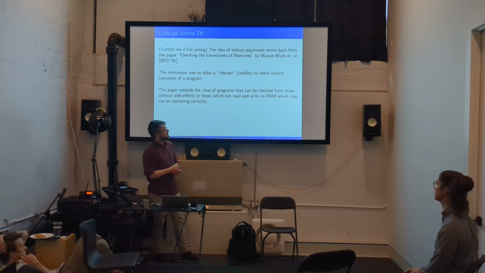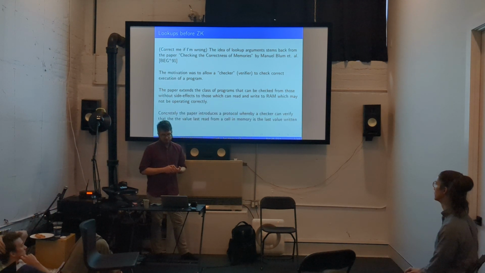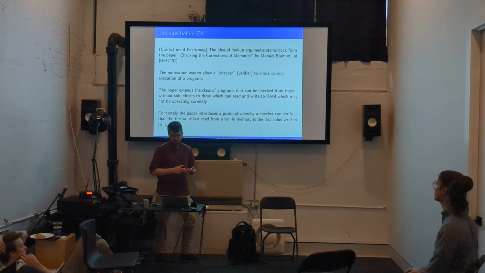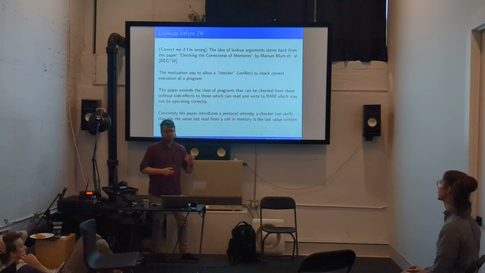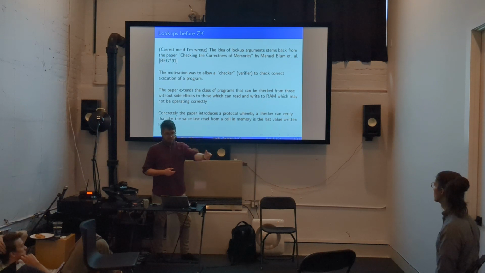And this paper introduced some new permutation arguments, things that are common in things like Plonk and AIR, and that's how they were able to check the execution of all these different programs. And concretely, what the verifier is actually checking is that when you read a value from a cell in memory, that's going to be the last value that was written to that cell in memory. And if the verifier can check that, then they're confident that the memory is not misbehaving and they can trust the execution of this program.